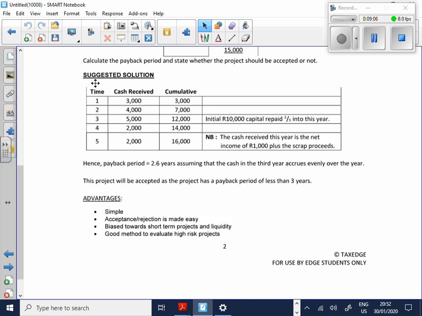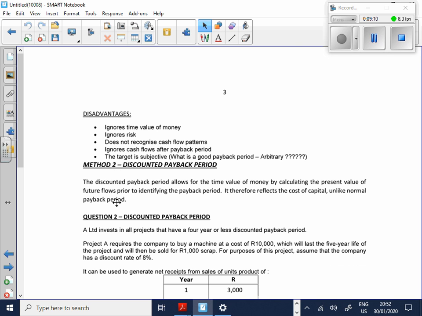Okay, let's carry on. Disadvantages. Ignores time value of money. Cash flow year 1 is the same as cash flow from year 2, same as cash flow from year 3. It's always bad to ignore the time value of money. 2, ignores risk. Guys, there's no discount rate. With NPV, what do you do? You discount by a risk rate. This one, it ignores it.